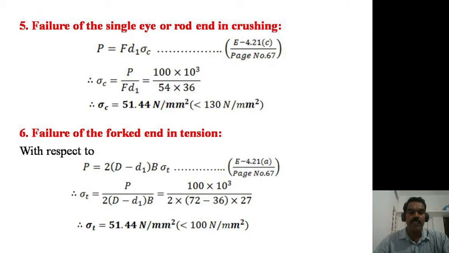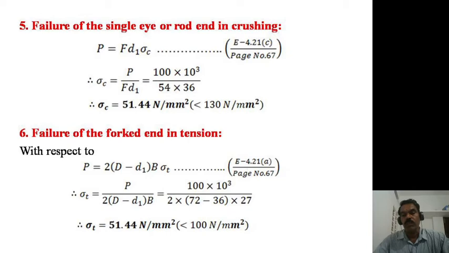Finally we will get sigma T, that is the tensile stress of the forked end. Therefore, 51.44 Newton per mm square. So this is nothing but the tensile stress of the forked end. That is the induced tensile stress of the forked end, equal to 51.44 Newton per mm square.